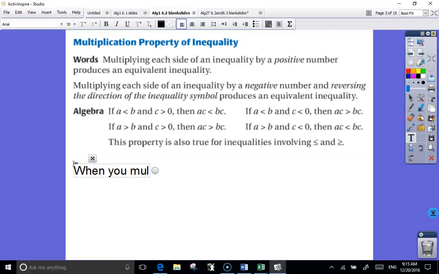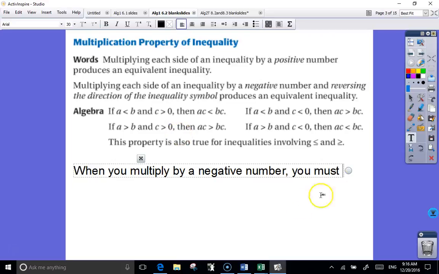When you multiply by a negative number, you must what? Yeah, you must flip the inequality symbol. Right? That's when you multiply by a negative number. That's what all of that says. It basically says you can multiply an inequality by a number. That's called the multiplication property of inequality. And if it's positive, no change. If it's negative, you got to flip the sign.